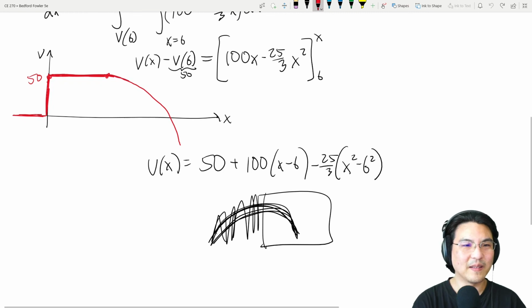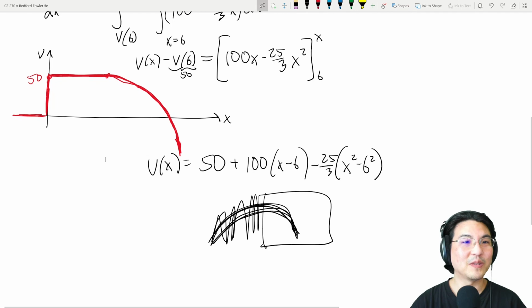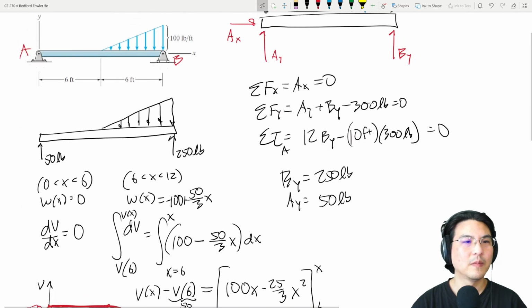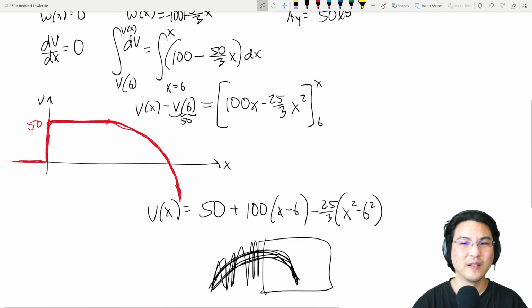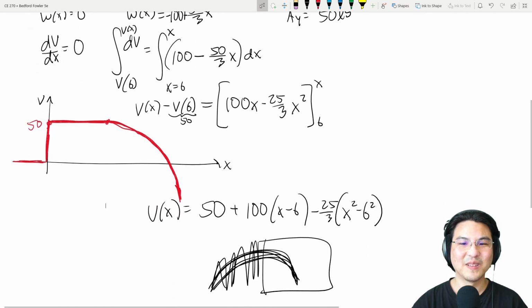Okay, and then, I mean, we're not exactly sure what it looks like. I'm just saying the shape looks like this. And then at x equal to 12, then we have to do maybe some calculator.